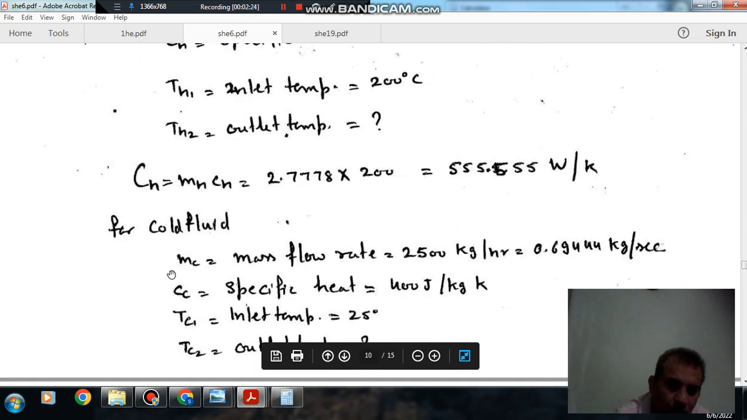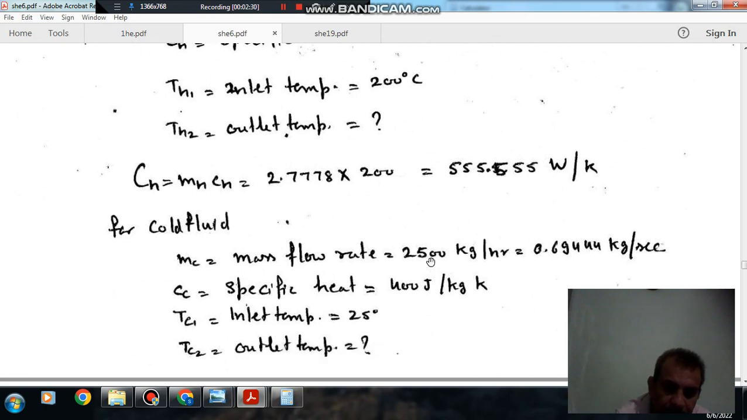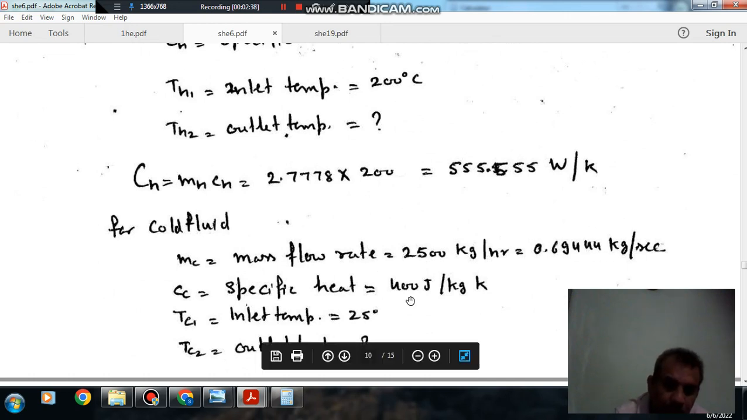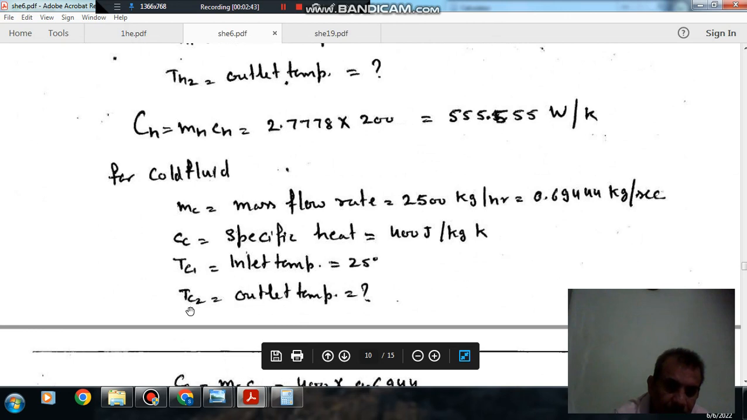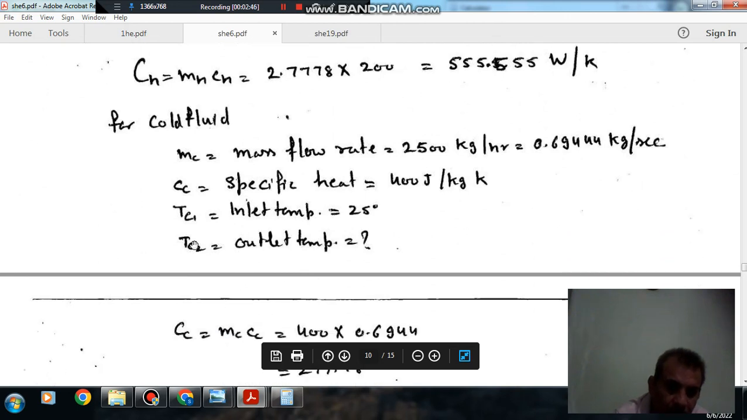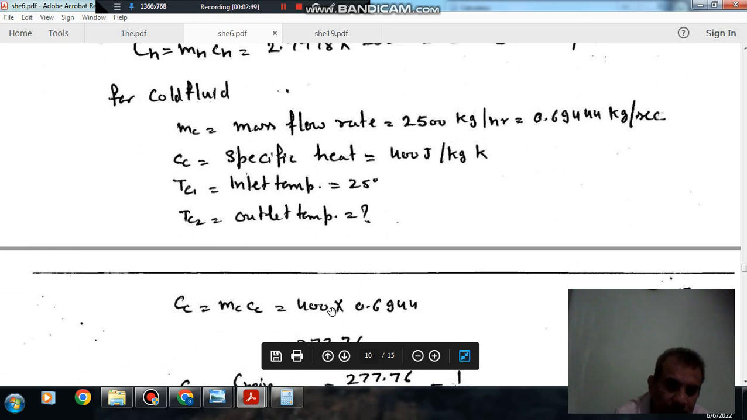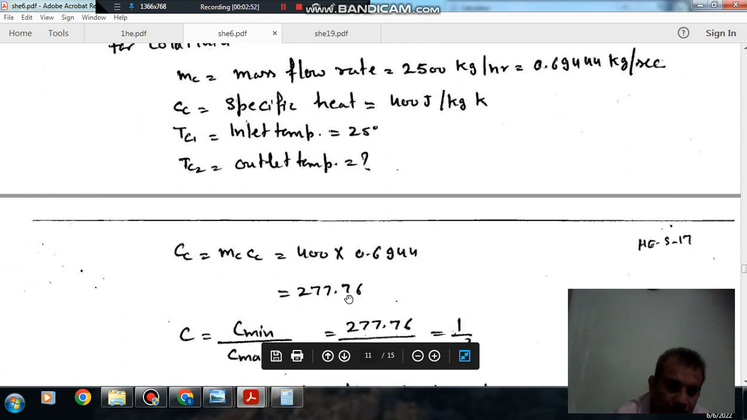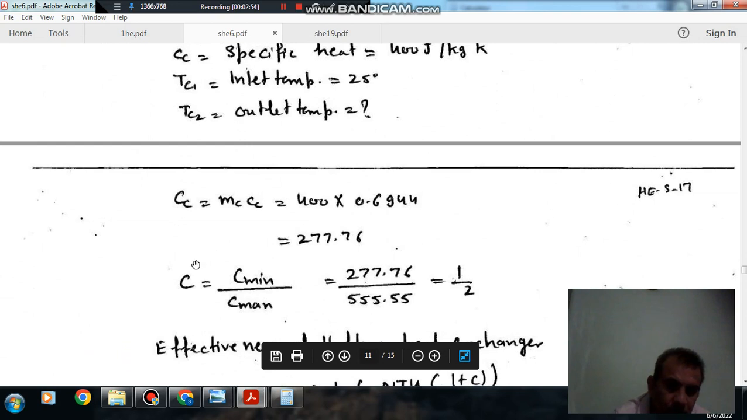For the cold fluid, the mass flow rate is given as 2500 kilogram per hour or 0.6944 kilogram per second. Specific heat is 400 joule per kilogram per degree Kelvin. Inlet temperature is 25 degrees Celsius and outlet temperature is unknown. So CC is MC times CC, and it will be 277.76. So C is C minimum by C max, and that is 1 by 2. The capacity ratio is 1 by 2.